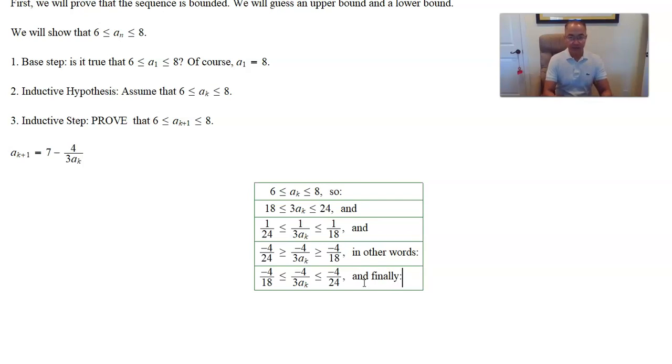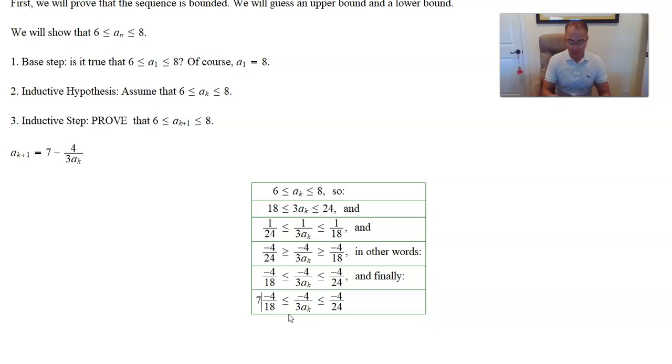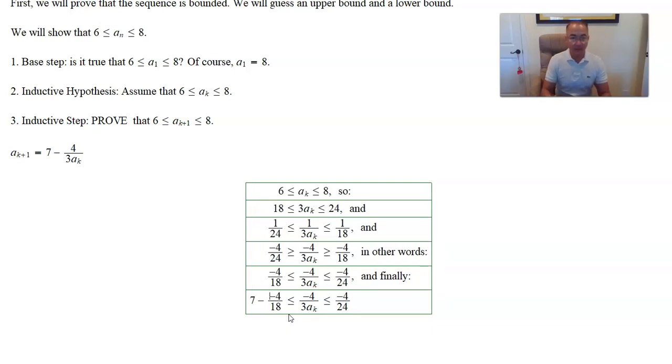And finally, we're going to add 7 to every part of that inequality. When you simply add a number, you don't change the sense of the inequality. If something is smaller than another and you add the same number, the smaller one stays smaller afterwards. So we're going to add 7. So we have 7 minus this. It just looks more natural this way. Let's move the minus down in front of the fraction. 7 minus that. Okay, wonderful, wonderful.